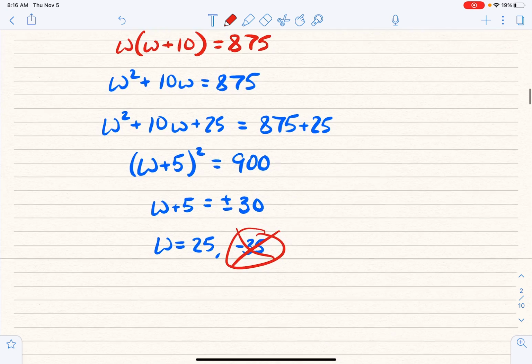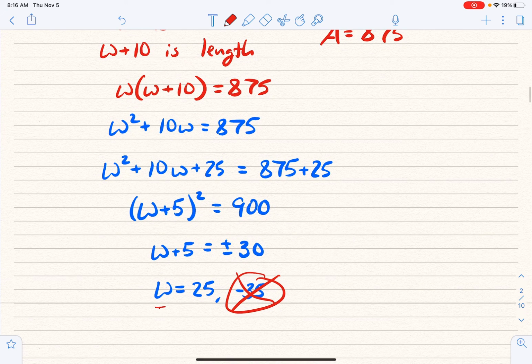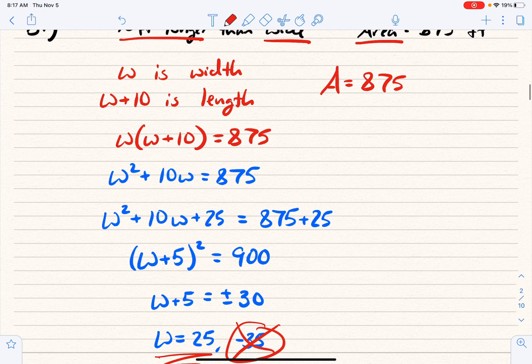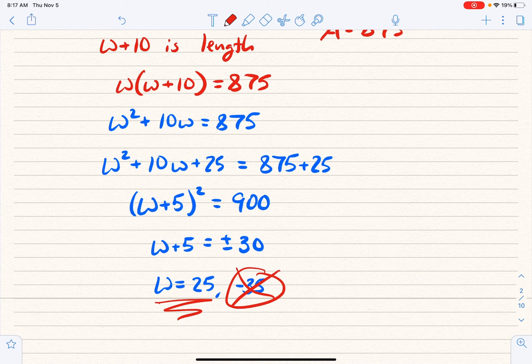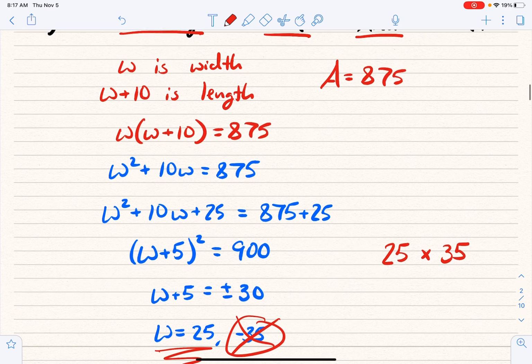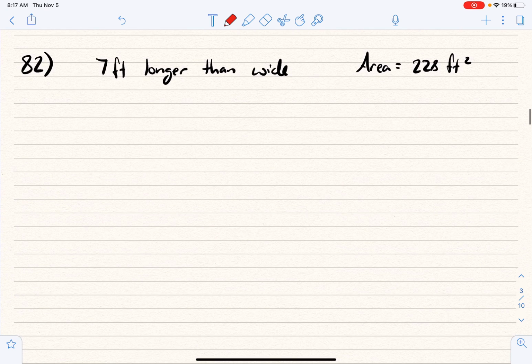So we say, well, I know the width of the room is 25. We feel good about that, but we were supposed to come up with both dimensions. The length is 10 feet more. So that means the room is 25 by 35. And if you multiply those two numbers together, you will get 875, the area. Okay? Moving on.